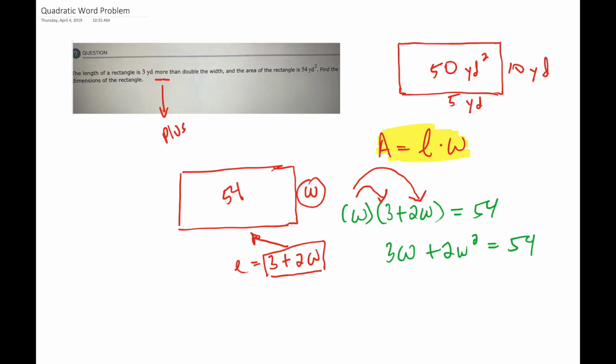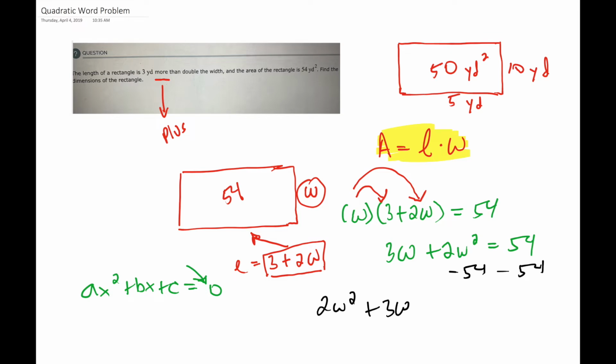Okay, so how do we solve for W? Nope, can't combine them. You want to have it look like ax squared plus bx plus c equals 0. You always want it to be equal to 0. Good. So put the 2w squared first. So 2w squared plus 3w minus 54 equals 0.